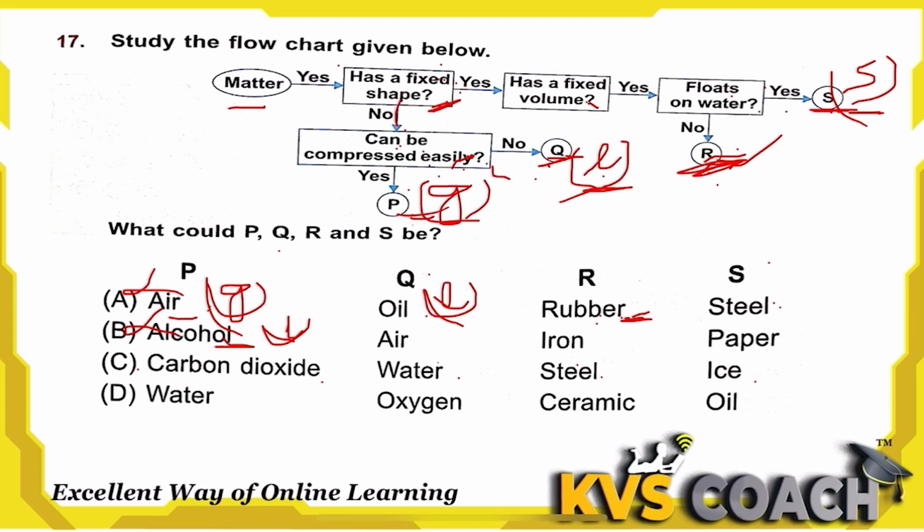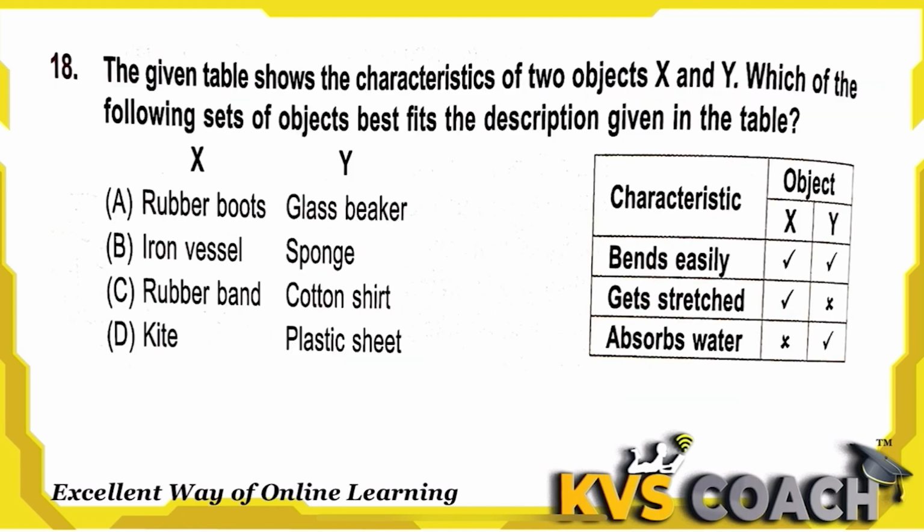Third one, carbon dioxide is a gas, right. Q is water, it is liquid, right. R is steel, it is a solid but cannot float on water, this is also right. And fourth one is ice, yes, ice is solid and can float on water, this is also right. So option C is the right answer here. All the qualities are fulfilled by the options, so option C is the right answer here.